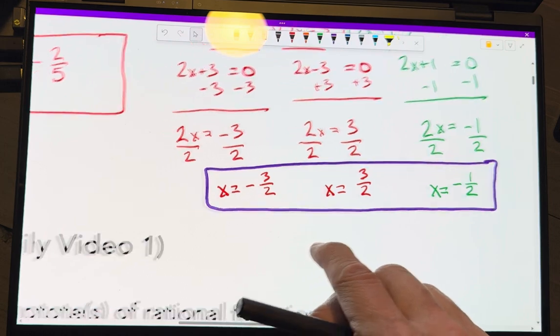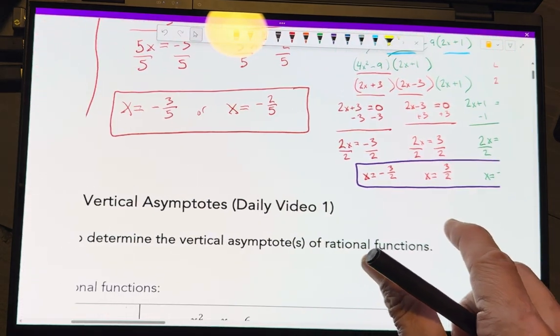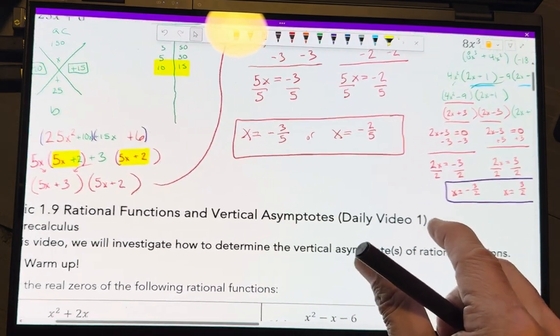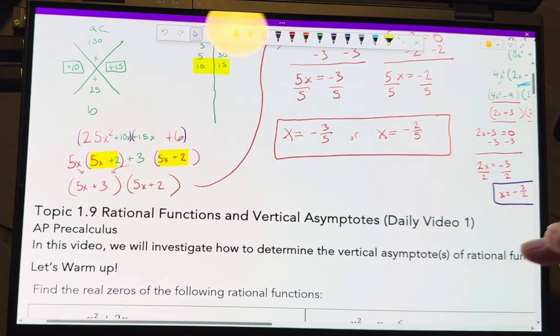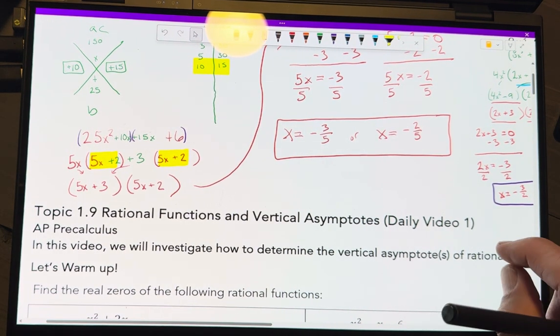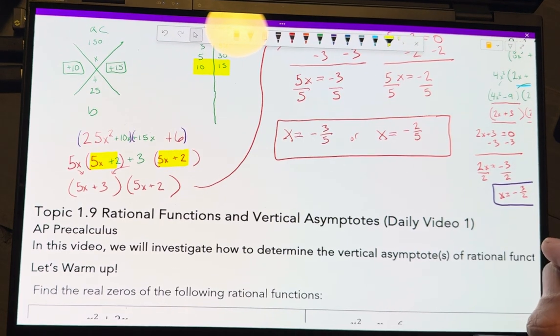All right, now that we've done the warm-up, let's go over the notes. So today what we're working on is rational functions and the vertical asymptotes. It's a little bit different than what we've been doing the last couple of days, but it's almost the same procedure.